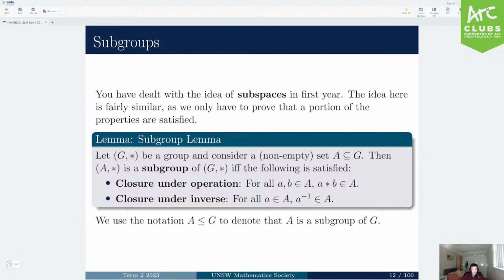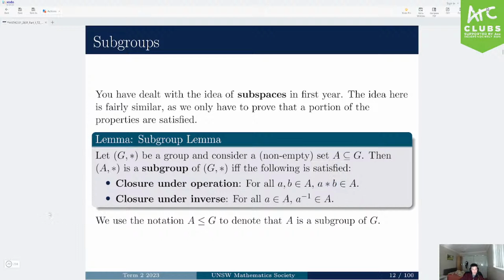Now if G is a group with binary operation star, and consider a, again, non-empty set A, which is a subset of G. Then we say that A is a subgroup of G if and only if these two conditions are satisfied. The first condition is closure under operation. So if we take any elements a and b of A, then a star b is also going to be an element of A.